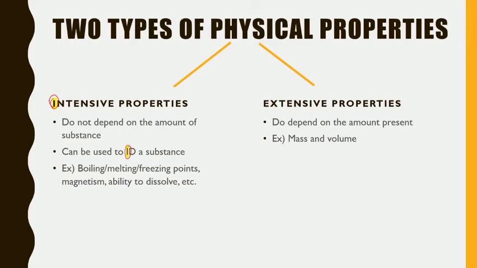On the other hand, we have extensive properties. So extensive physical properties, these do depend on the amount that we have. This would be like mass and volume. We cannot use these to identify substances because it really doesn't tell us anything about what we have in front of us. If I say that I have a liquid with a volume of 10 milliliters, that doesn't tell you anything about that liquid other than I have 10 milliliters of it. So we cannot use extensive properties to identify substances because it's only dependent on the amount that you have in front of us.